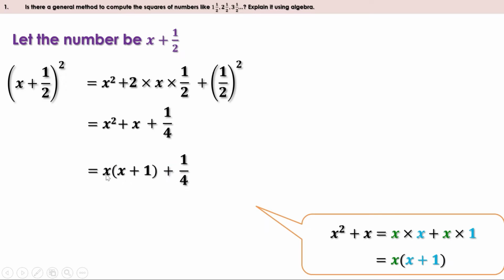What does it mean? x is the number part and half is the fractional part. Take the number part. x + 1 means the next number.